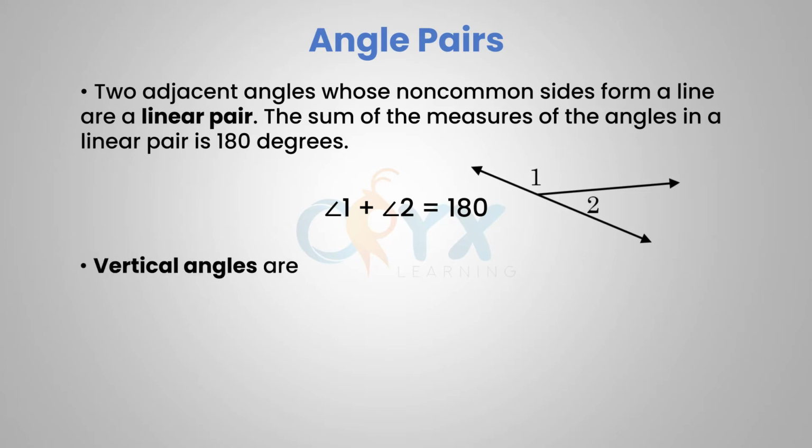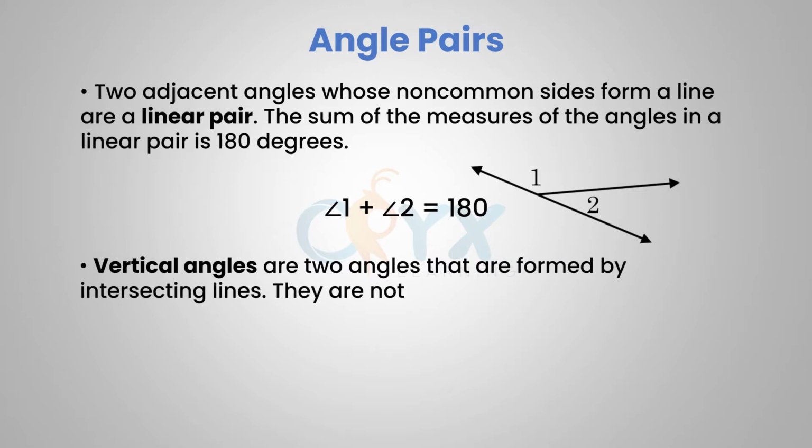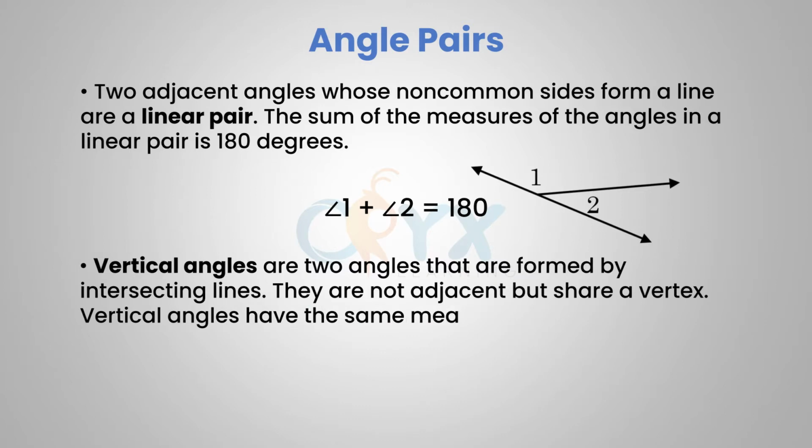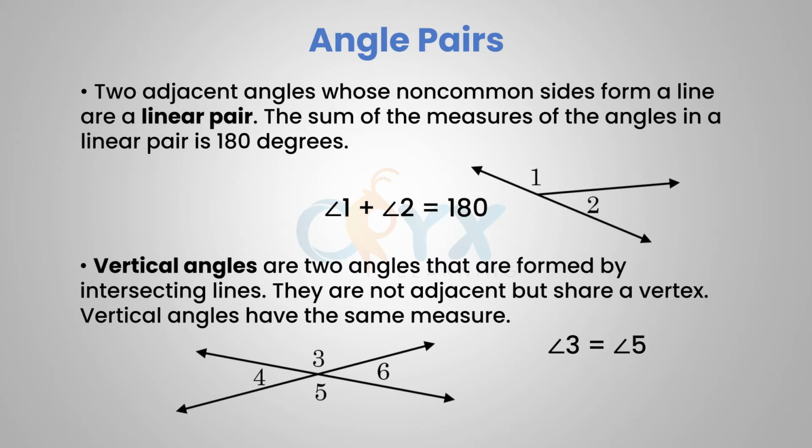Vertical angles are two angles that are formed by intersecting lines. They are not adjacent but share a vertex. Vertical angles have the same measure. So in this diagram, angle 3 and angle 5 are vertical angles and therefore equal. And angle 4 and angle 6 are also vertical angles and also equal.